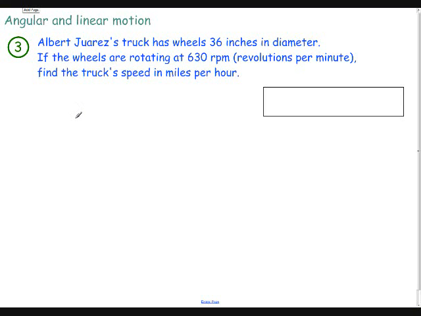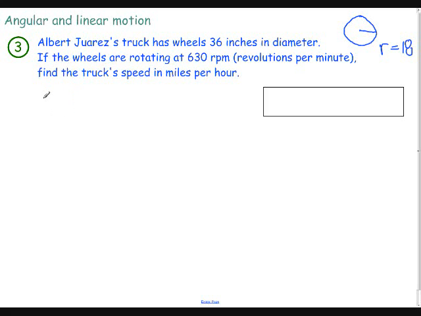Here's one I threw in because I like it. Albert Juarez's truck has wheels which are 36 inches in diameter. So what is the radius then? We know that's what we're going to be interested in. 18 inches. If the wheels are rotating at 630 revolutions per minute, find the truck's speed in miles per hour.